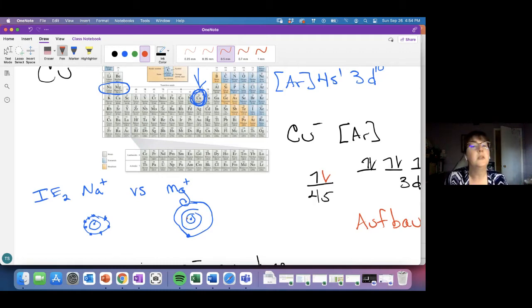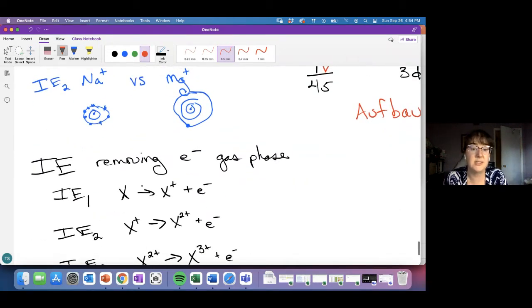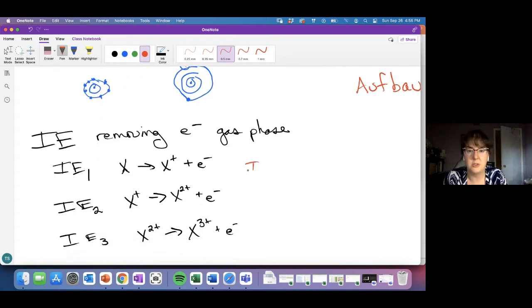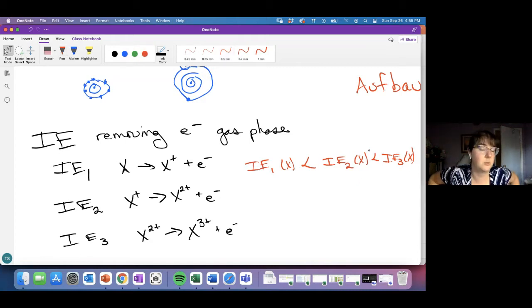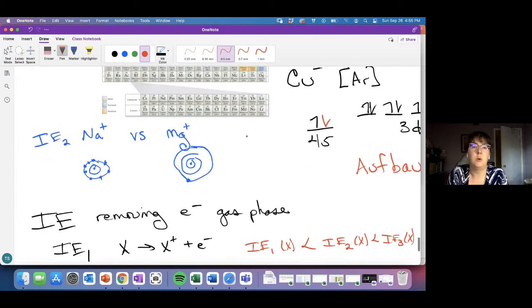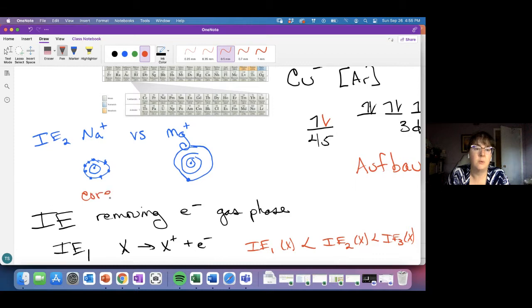So while in general second ionization energies are higher than first ionization energies, if this is the same element, you would expect your first ionization energy to be less than the second ionization energy for the exact same element, and less than the third ionization energy. So you would get larger numbers if you were sticking with the exact same element. If we're changing elements, then usually we're looking at whether we are removing a core electron or a valence electron.